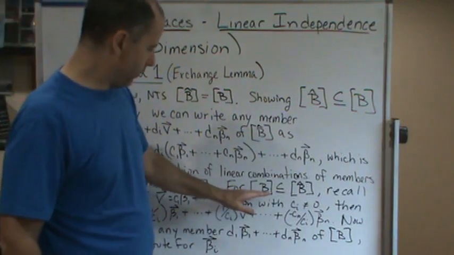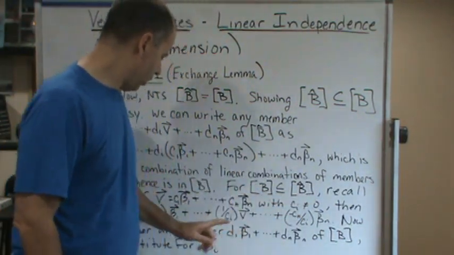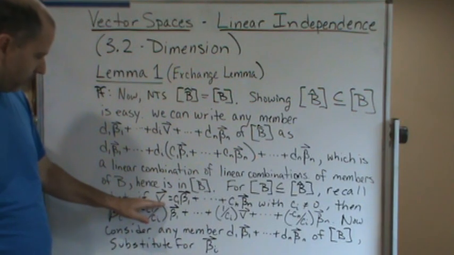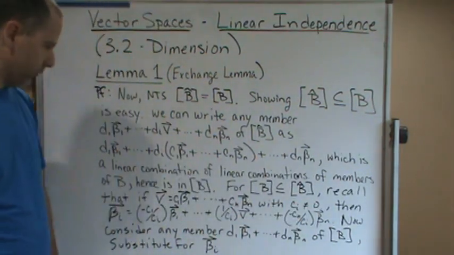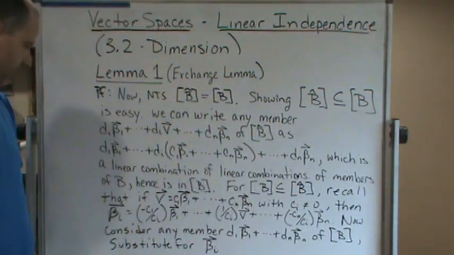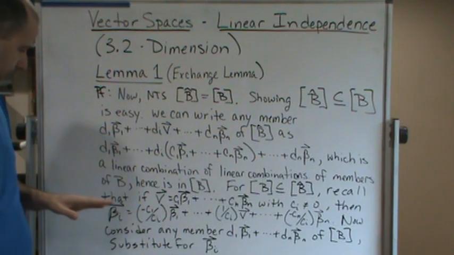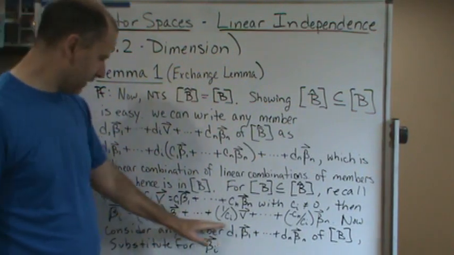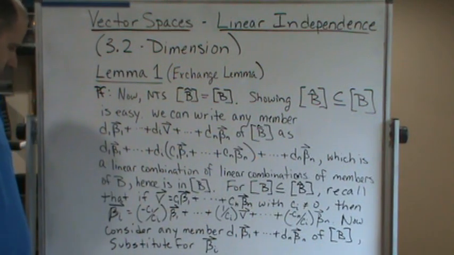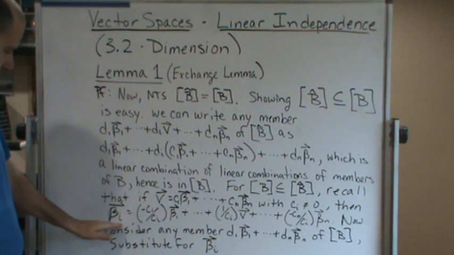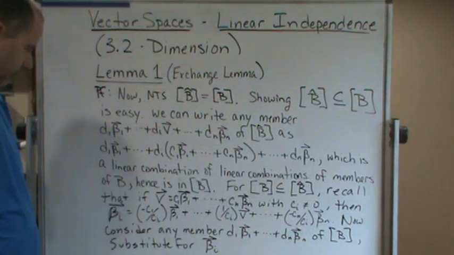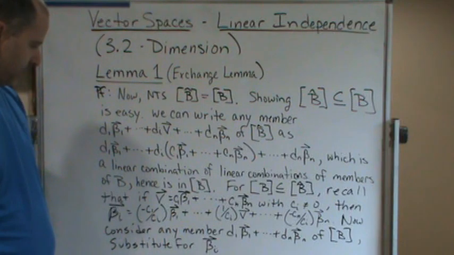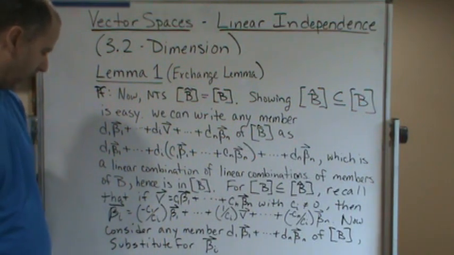Now, for containment in the other direction, recall that if vector V is equal to this, with c sub i not equal to 0, that's one of our assumptions, then we can rewrite beta sub i as this linear combination. So keep that in mind. So we can rewrite beta sub i as this linear combination involving V. Okay, and why? Because c sub i is not equal to 0, so we can do that.